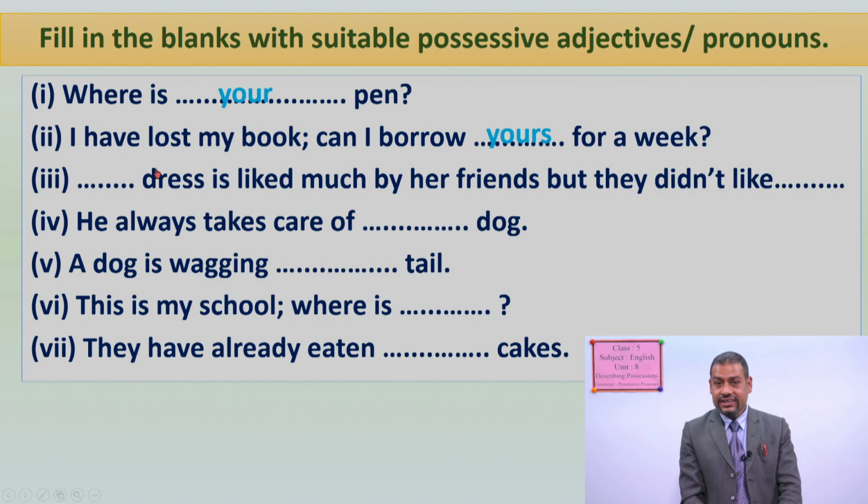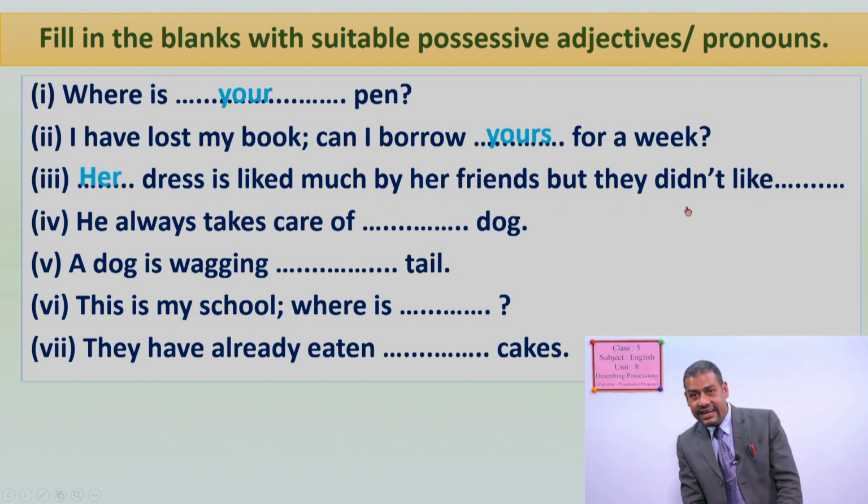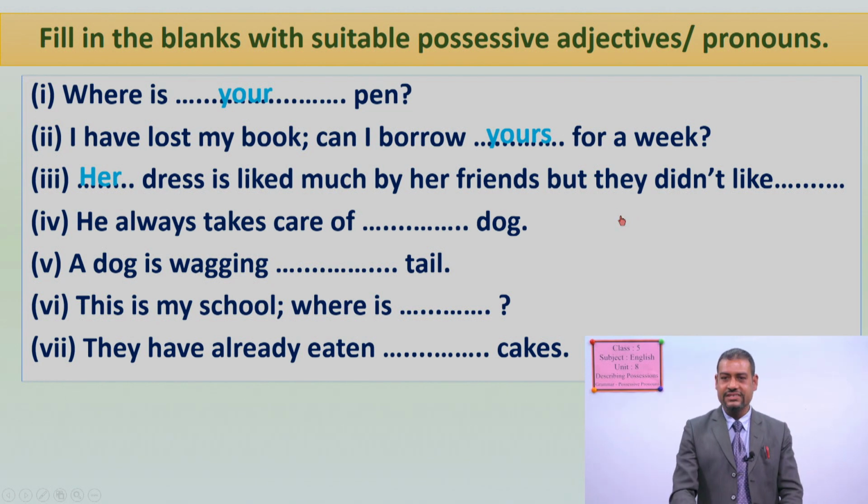Now, number 3. Dress is liked. Again, dress is a naming word. So you have to supply the pronoun, and that pronoun is possessive adjective. So what did you supply there? See. Her dress is liked most by her friends, but they didn't like. You can write any possessive pronoun. So I have written here mine. You can write, but they didn't like, let's say his. They don't like theirs, no problem. It will be correct. But you have to write down a possessive pronoun.